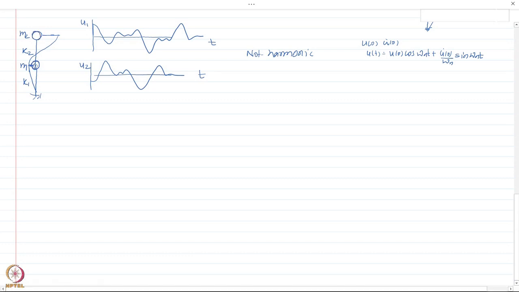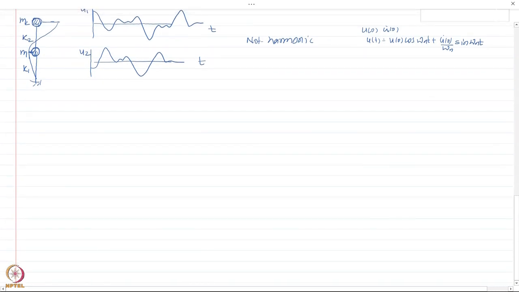Plus, as these two masses m1 and m2 vibrate, we will see that the shape of this 2-degree of freedom system is going to change with time. After some time it may look something like this, or it may also look something like this. So the shape is actually going to change.